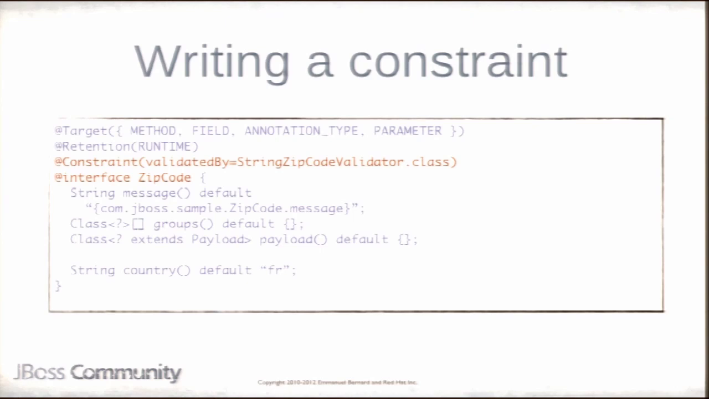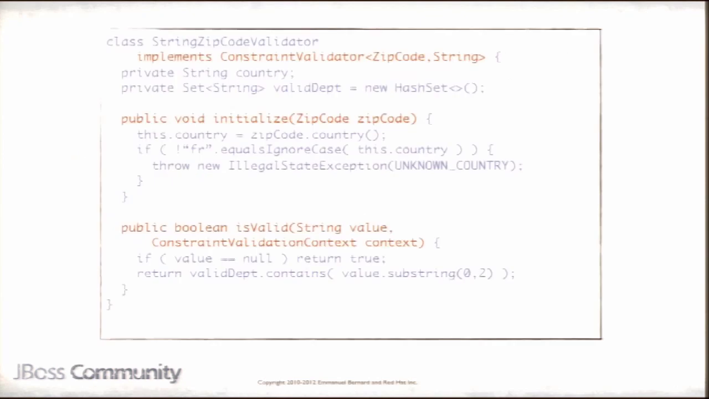The other key thing is that the annotation is annotated with constraint and points to the actual implementation of the constraint, right? So when I'm validating a zip code and the property is of type string, I am actually going to call StringZipCodeValidator. And StringZipCodeValidator implements the ConstraintValidator interface, and I said that I'm accepting ZipCode and the property of type string.